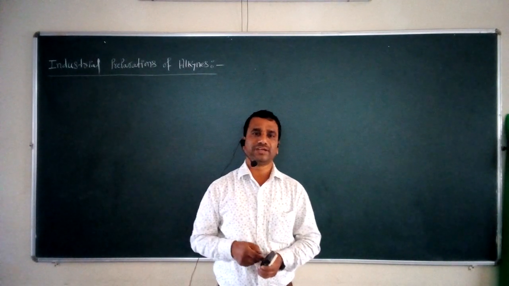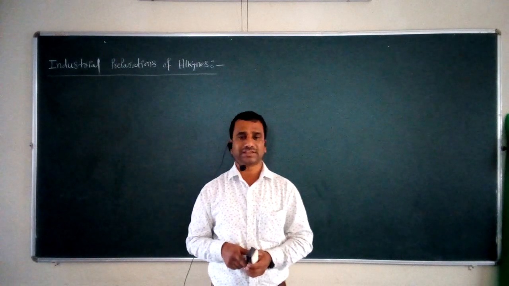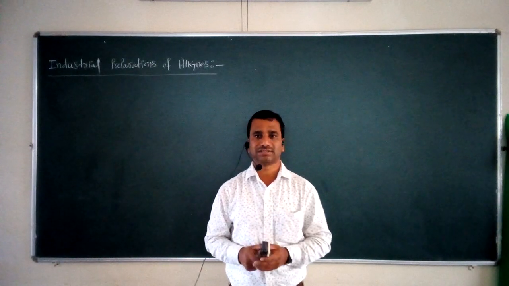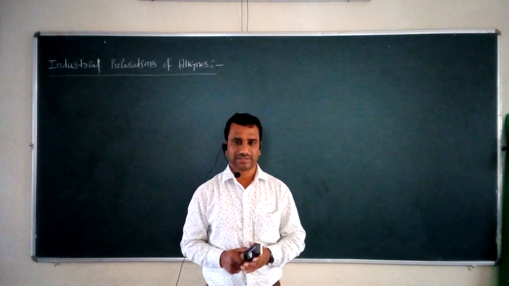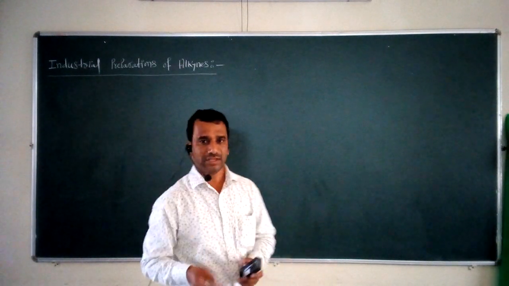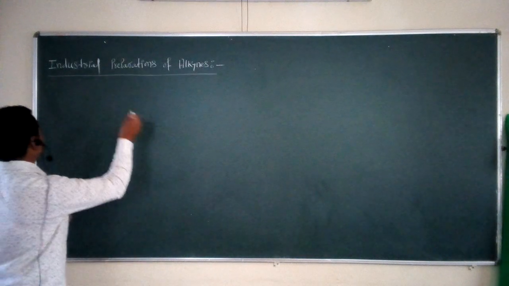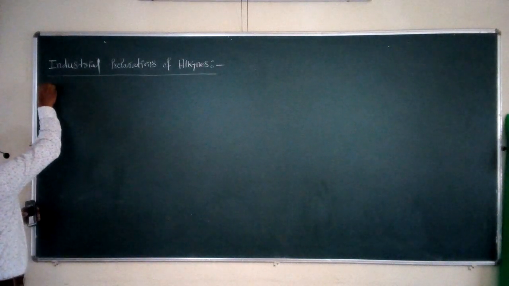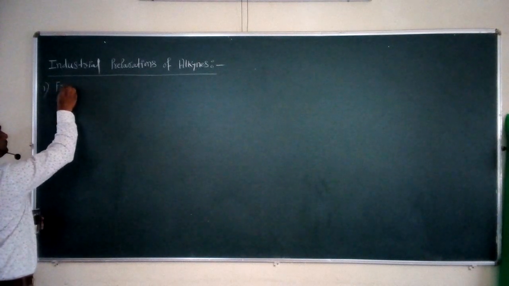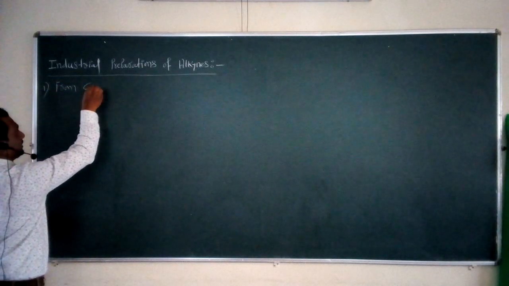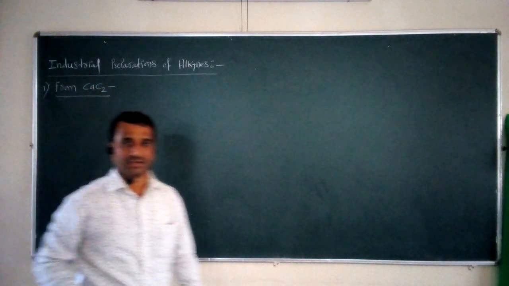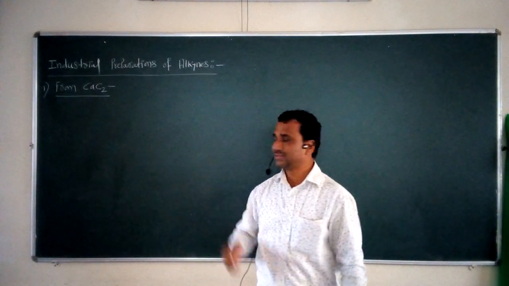Now, there are two types of methods for preparation of these alkynes. One is called the industrial methods of preparation and the second is called the laboratory methods of preparation. So first of all, we are going to take the industrial preparation of these alkynes. The first important method in industry for preparation of alkynes is the preparation of alkynes from calcium carbide. This is the first important method for preparation of these alkynes.